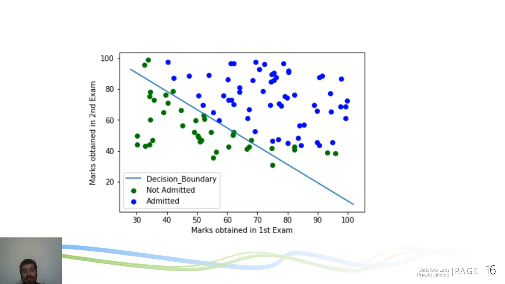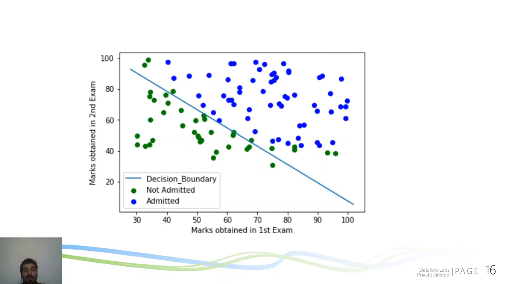Okay, in the previous example we were trying to predict house price, right? House price can be anything. It can be 10, 20, 30, 40, 50, 100, 200, anything, right? But sometimes we will be predicting values that can take only a predefined number of outputs. For example, based on the marks obtained in the first exam and the marks obtained in the second exam, we want to predict if a particular student will be admitted to some program or not, right?